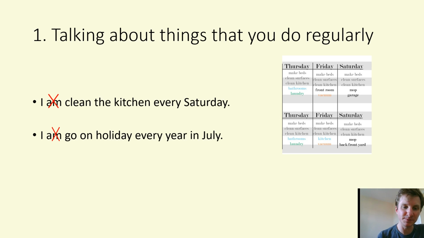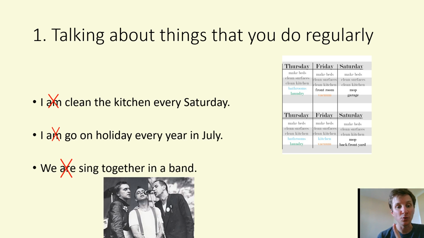One more example, don't say we are sing together in a band. You should say we sing together in a band. So this means we sing often, not just once, but often we sing together. Usually every week we meet once a week and we sing together. Maybe not every week, but we do it repeatedly.